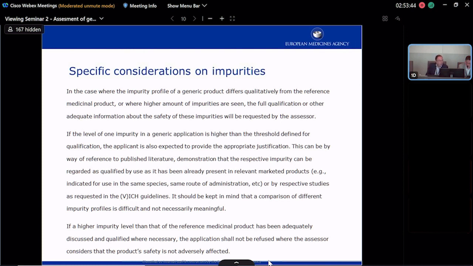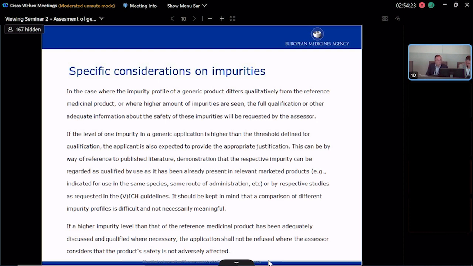be by way of reference to published literature, demonstration that the respective impurity can be regarded as qualified by use, as it has already been present in relevant market products, or for example indicated for use in the same species and same route of administration, or by respective studies in the relevant VICH or ICH guideline.